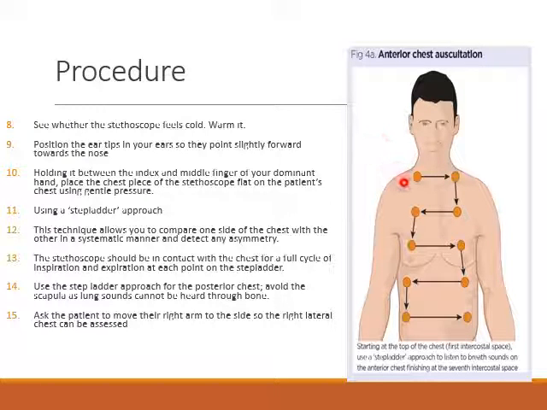Warm your stethoscope before putting it on the patient. Position the ear tips as I said, slightly forward towards the nose. Hold the stethoscope between the index and middle finger of your dominant hand with gentle pressure on the chest. Use the step ladder approach, which is comparison.